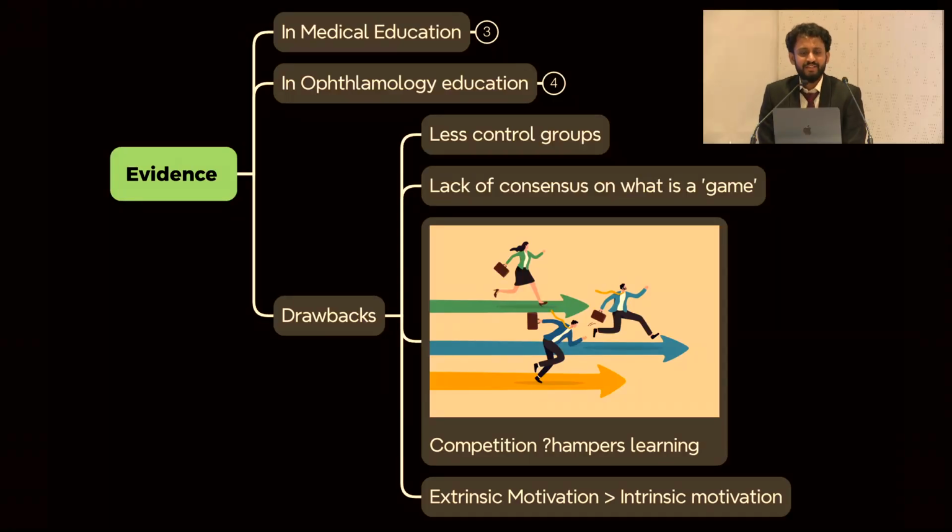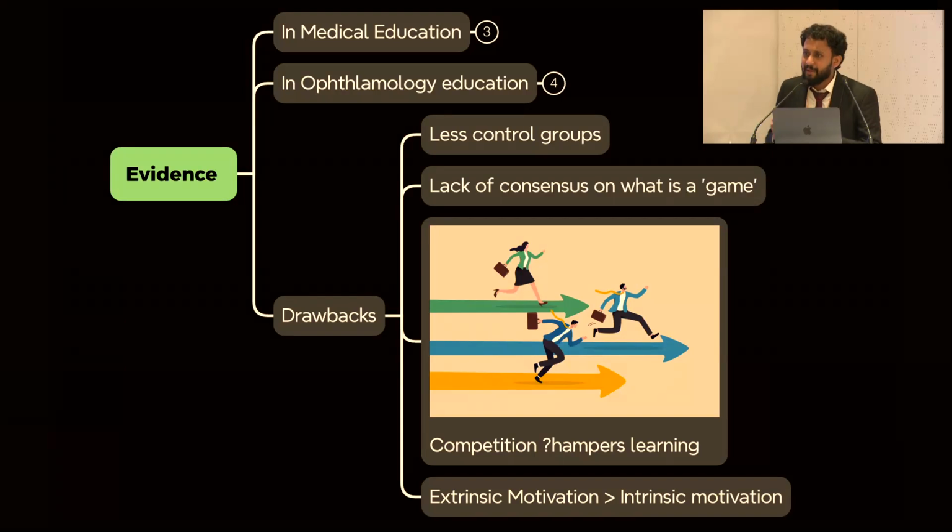So we have some evidence, and what are the drawbacks which we can see from the various literature? The literature we have all has few control groups. They mostly say the students had games in education, games in learning, they felt better, but there were no control groups to compare, to give the right evidence. And there's a lack of consensus on what is a game. There are many definitions of game. Some say a game is not simulation. Some say a game can be simulation. So there are a lot of controversies there.